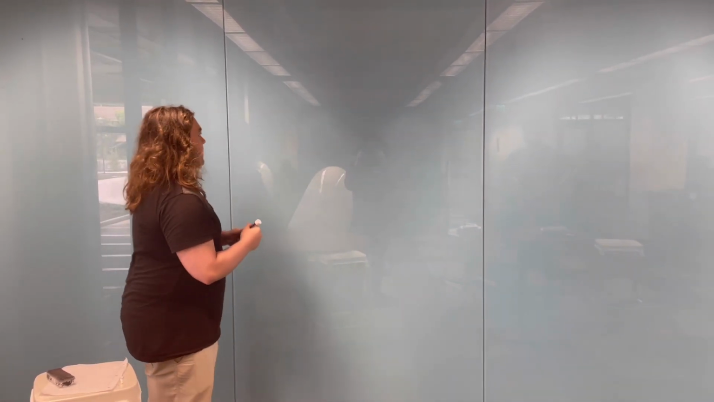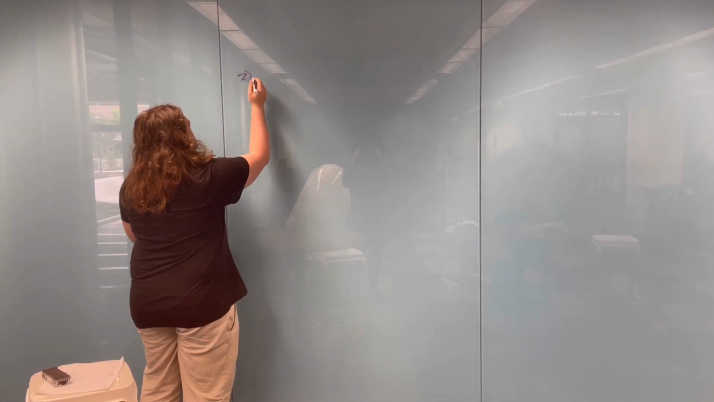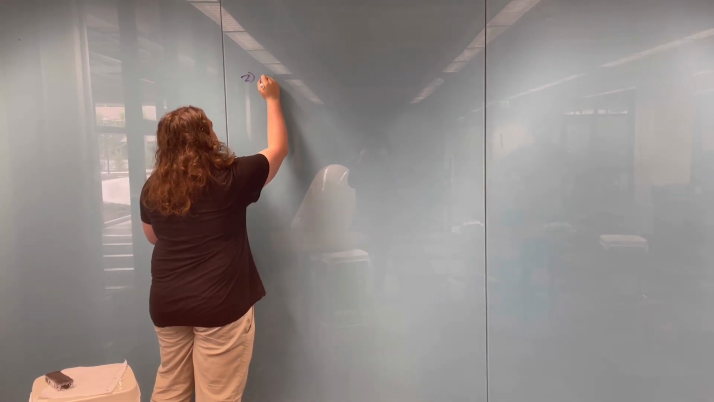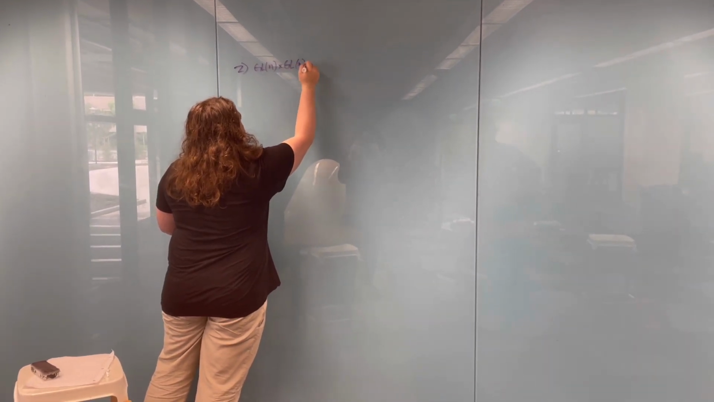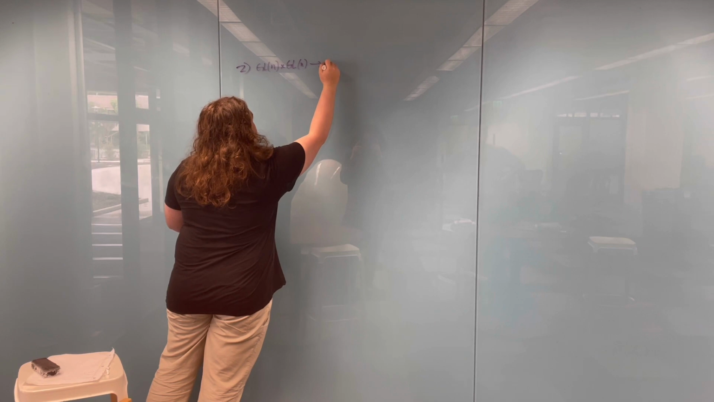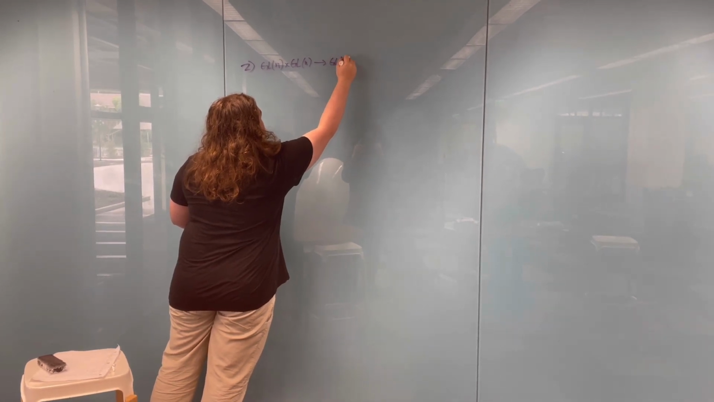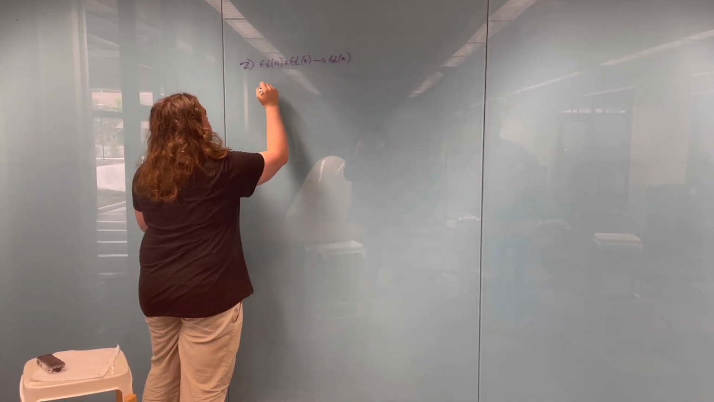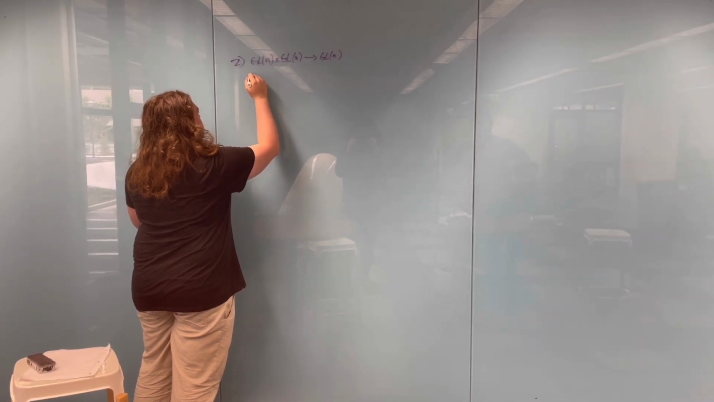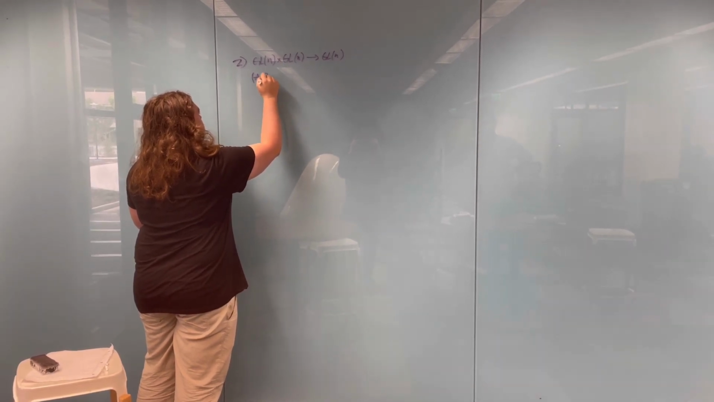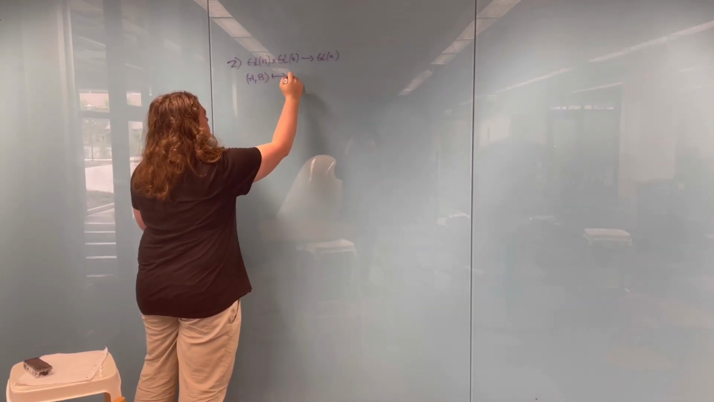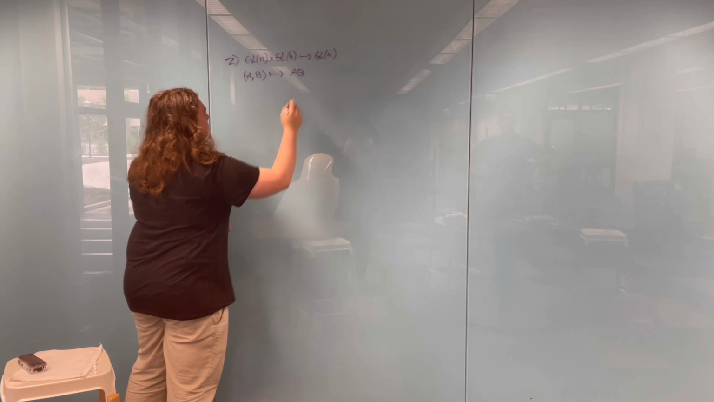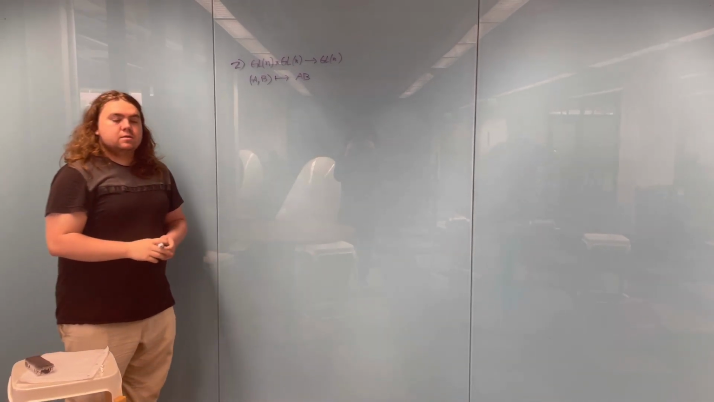So the next condition we need to show is that GLN cross GLN going to GLN, taking two matrices A comma B into A times B. We need to show that this is continuous.